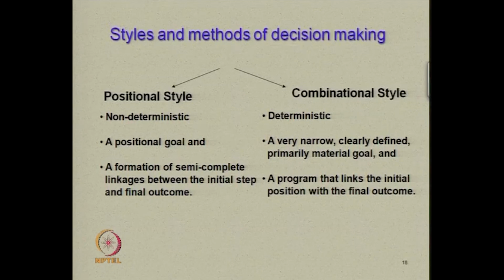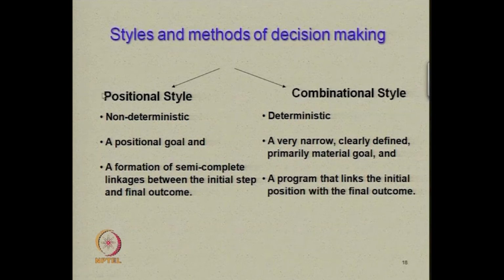And if you think the list is over, the list is not. I merely took you for a medium level walk to give you n number of techniques, to show you, you can multiply it by 3, the list of techniques will still not be over. So, let us now move on to styles and methods of decision making. There is the positional style and there is the combinational style. The characteristics of a positional style are its non-deterministic, it is a positional goal and a formation of semi-complete linkages between the initial step and final outcome.